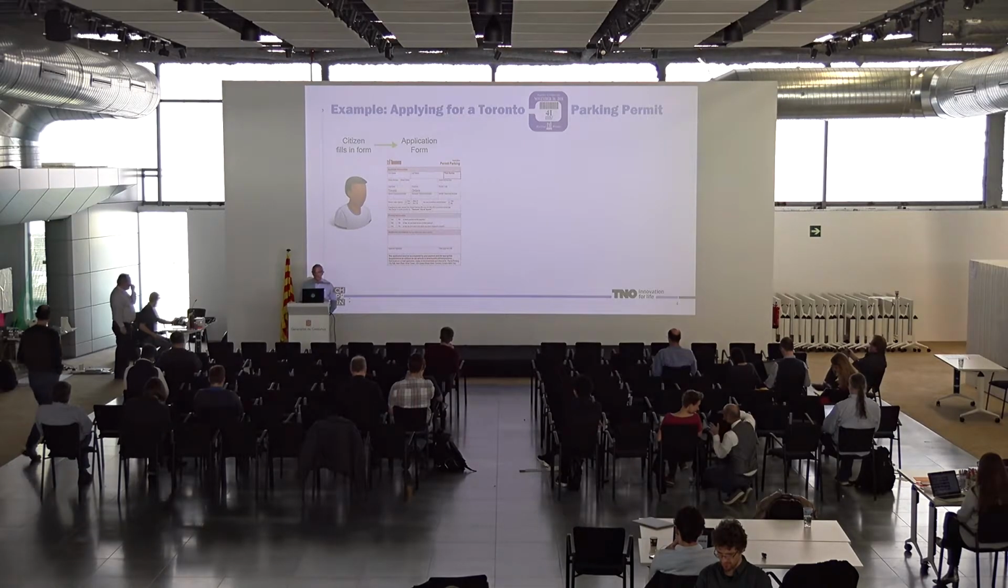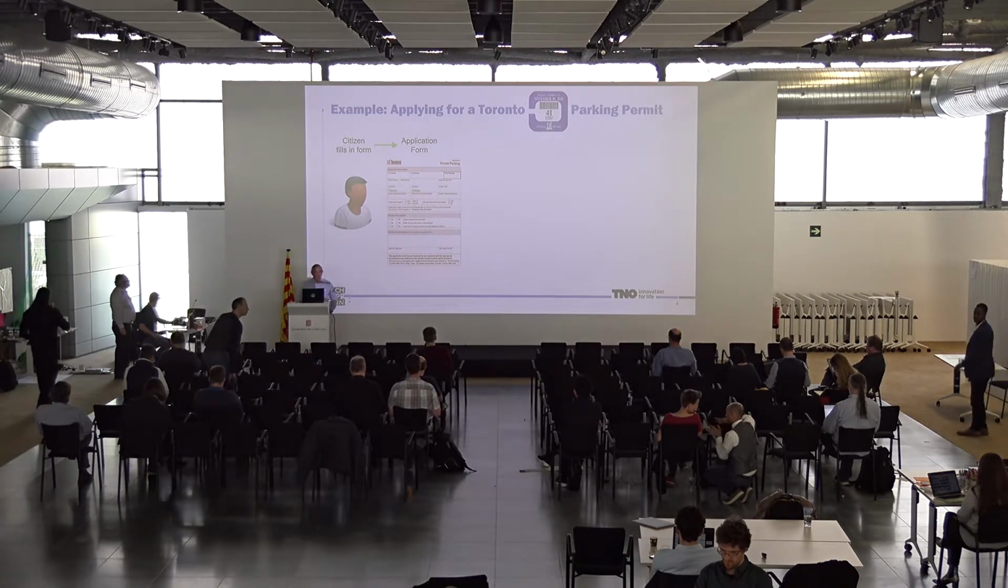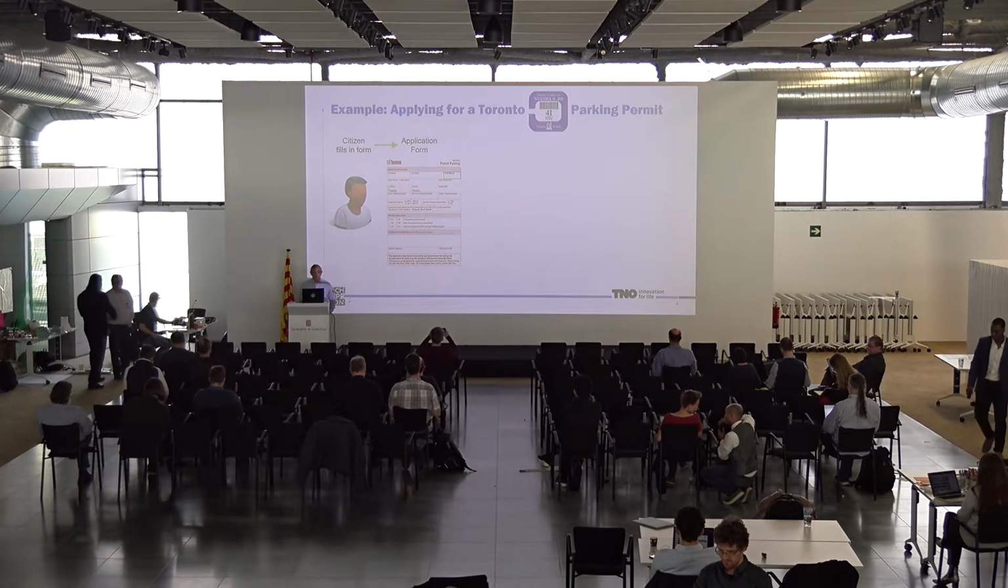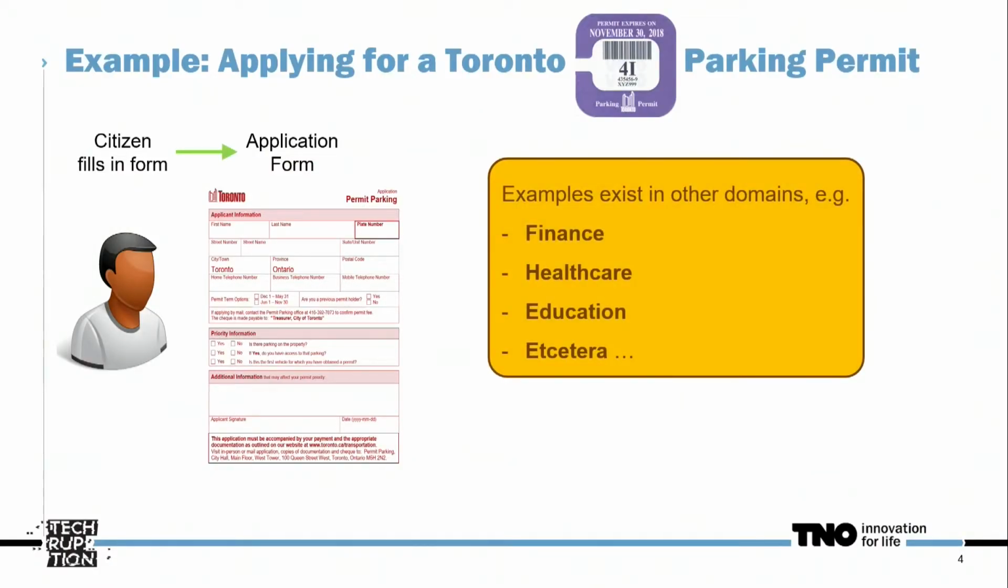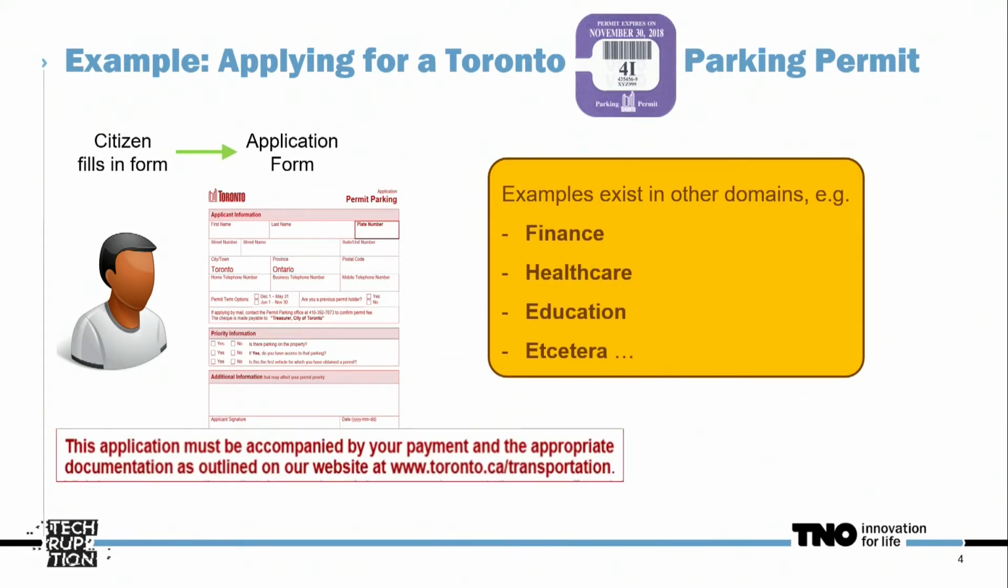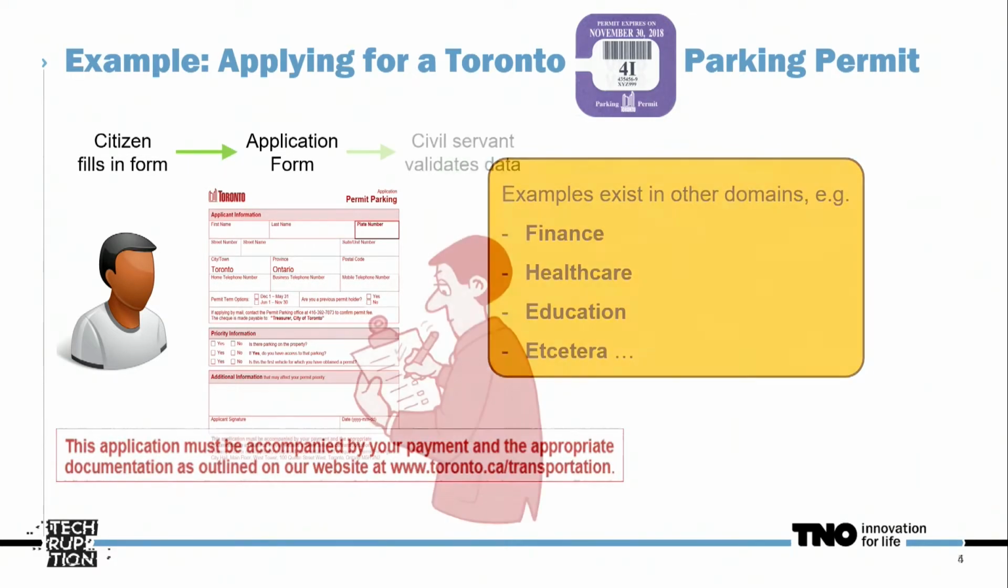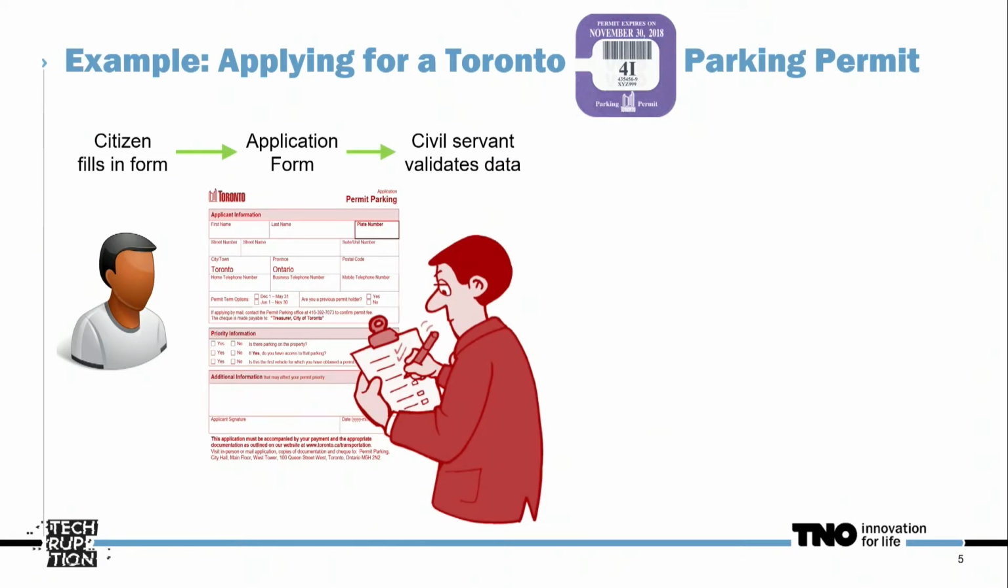So what's a business transaction? Here is an example. A citizen fills in a form, for example, for a parking permit. Of course, these examples exist in finance, health, education, etc. So this is not about parking permits. Filling in a form not only requires typing stuff, but also uploading PDF files, which can be cumbersome. And then basically this is paper made electronic, right?